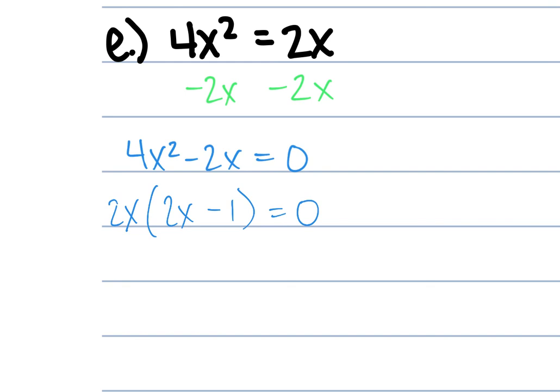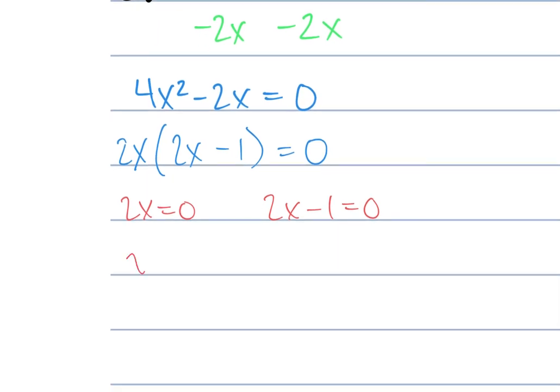Then from here, you set both of these equal to 0. You should have gotten 2x equals 0 and 2x minus 1 equals 0. Divide both sides by 2, you get x equals 0 here. And you add 1, you get 2x equals 1. Divide by 2, x equals 1 over 2 over here.